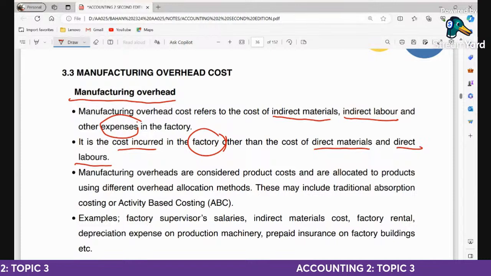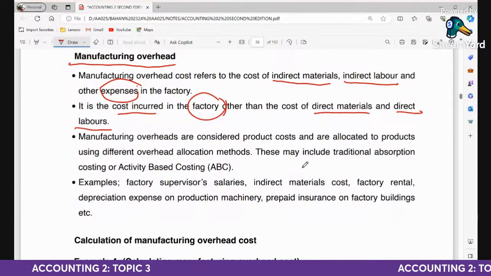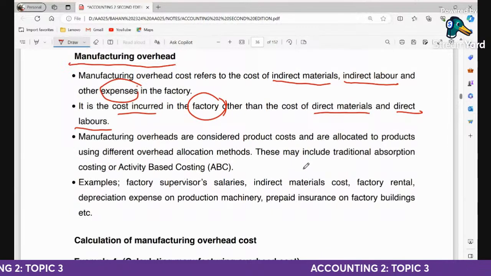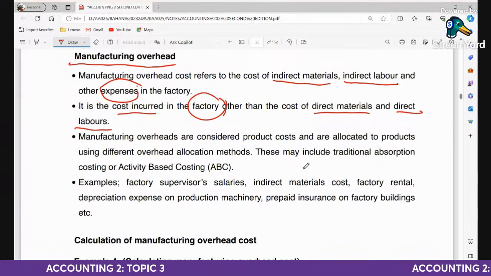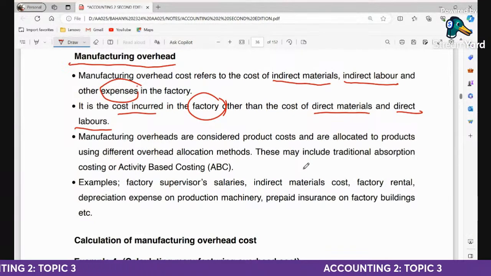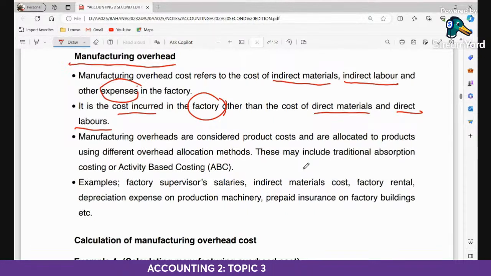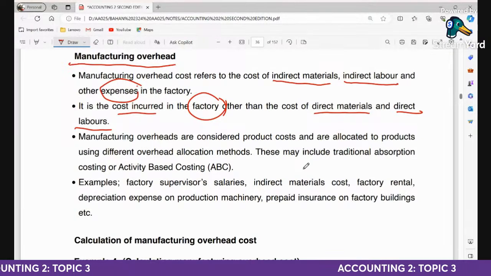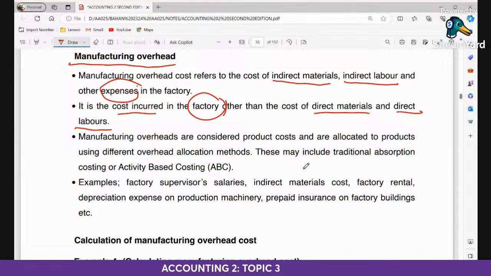Okay, so kita ada banyak jenis overhead allocations. So yang ni mungkin juga termasuk dalam traditional absorption costing ataupun any ABC costing. Alright. Okay, contoh yang dia bagi dekat sini, factory supervisor salaries, indirect material cost, factory rental, depreciation expense, and then you have factory tax, factory insurance, factory utilities, semua yang ada perkataan factory tu that will be included in your manufacturing overhead cost.